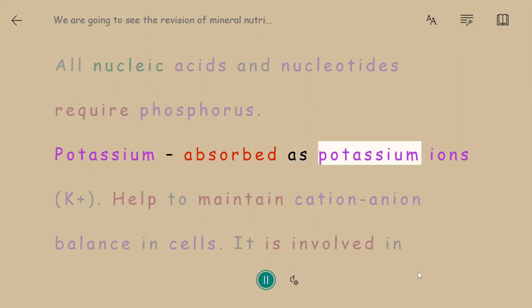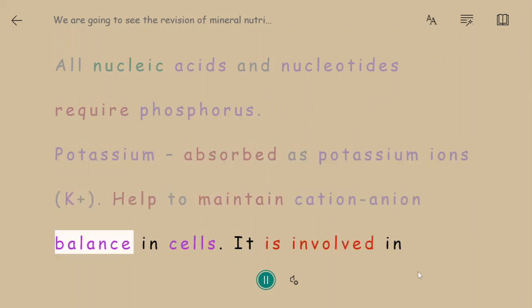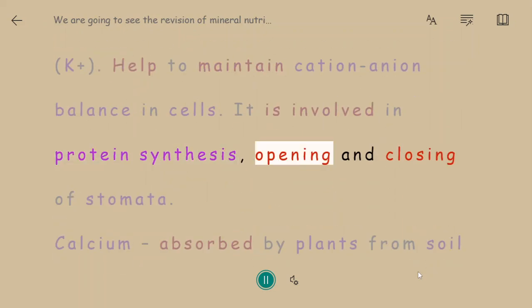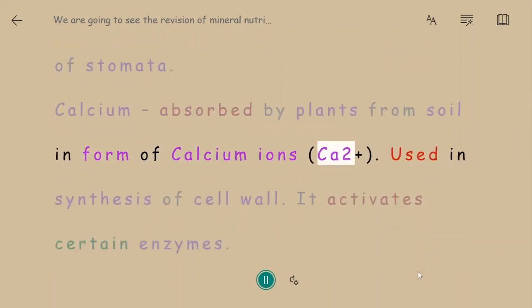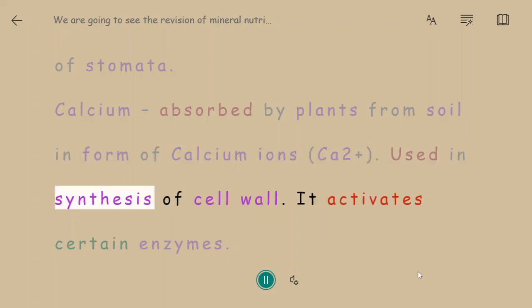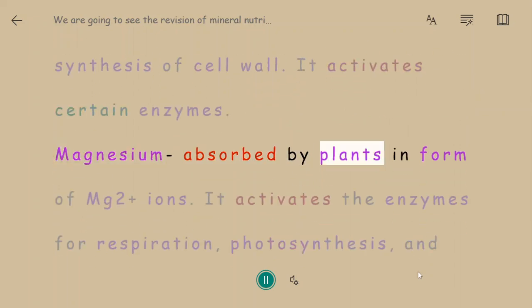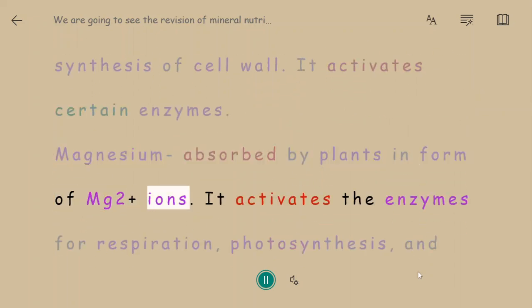Potassium is absorbed as potassium ions, K+. It helps to maintain cation-anion balance in cells. It is involved in protein synthesis and opening and closing of stomata. Calcium is absorbed by plants from soil in the form of calcium ions, Ca2+. It is used in synthesis of cell wall. It activates certain enzymes.